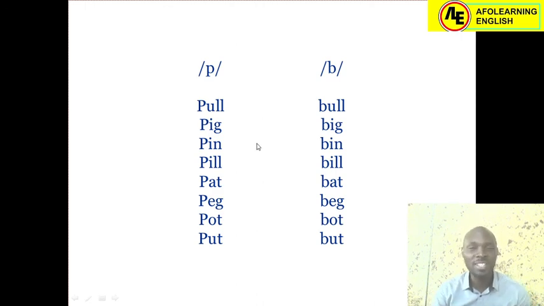Now here you have it. The pa and the ba sound are called plosive sounds in the English language. And apart from that, they are bilabial sounds, and they are also voiceless and voiced. We have also taken our time to look at their distribution in words and silent letters related to the sounds. And we've come to the end of today's topic on plosive sounds.